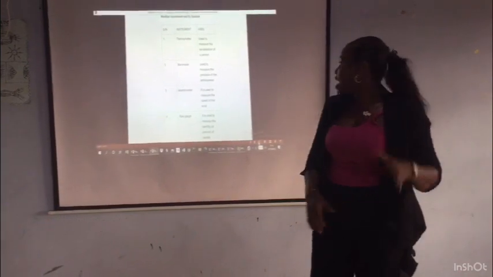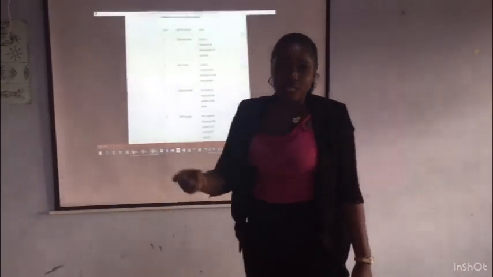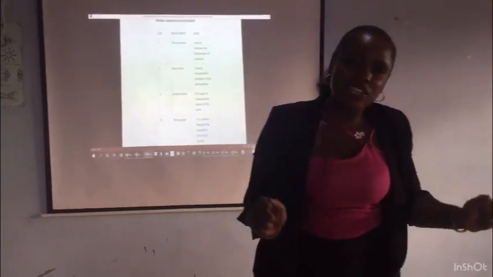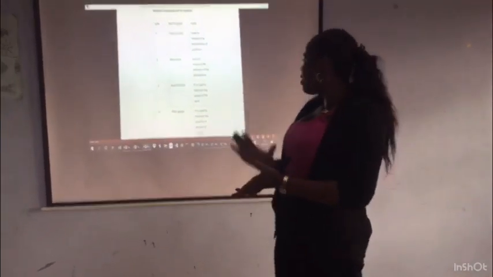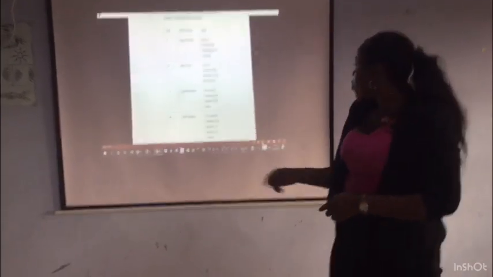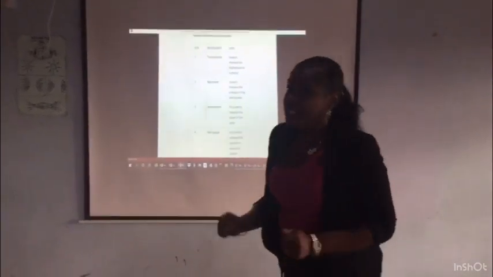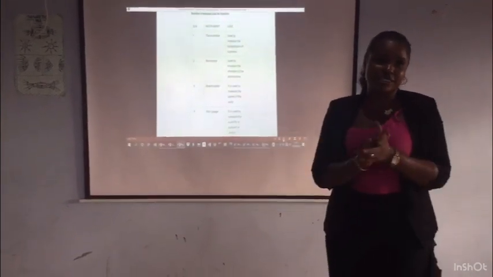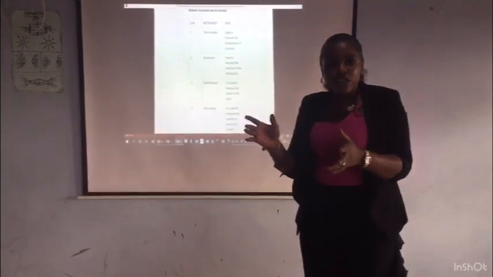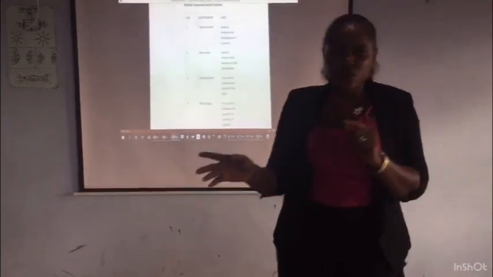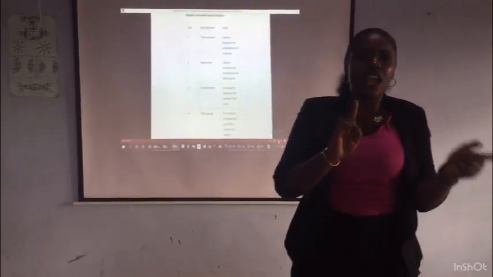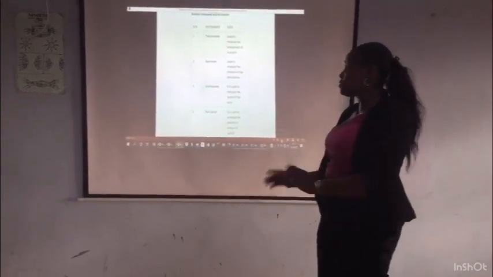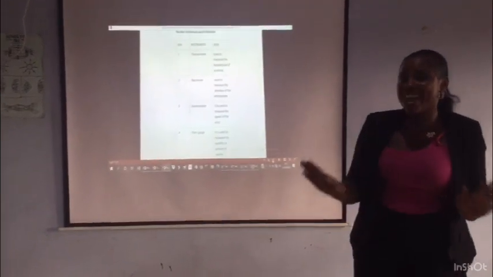Barometer is used to measure what? Pressure of the atmosphere. The atmospheric pressure. Don't forget that. Okay, we have what we call an anemometer. An anemometer is used to measure the speed of wind. It's used to determine the speed of wind, so you should be able to know how the wind is moving, how the speed of the wind is like. An anemometer will be there to help you. It's an instrument that you use to measure the speed of wind.